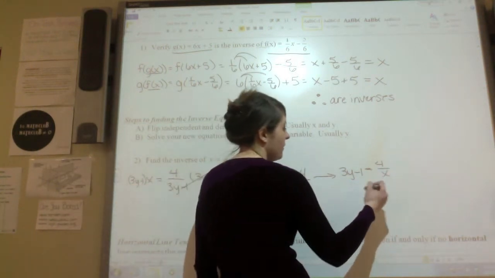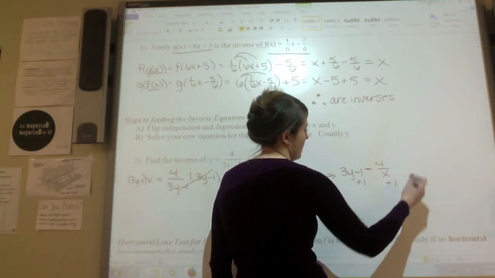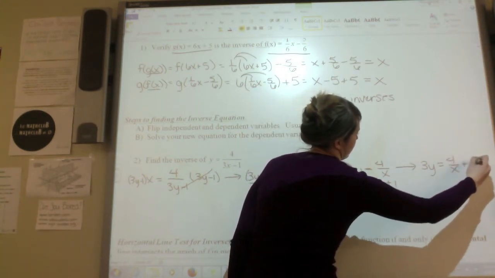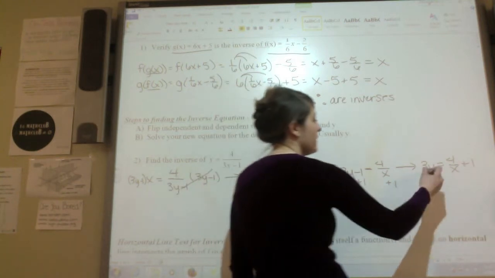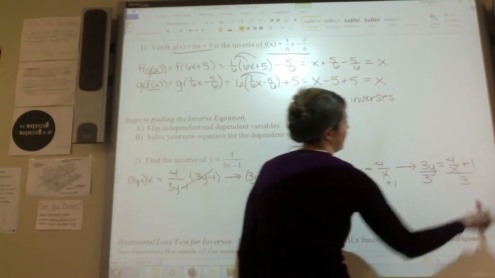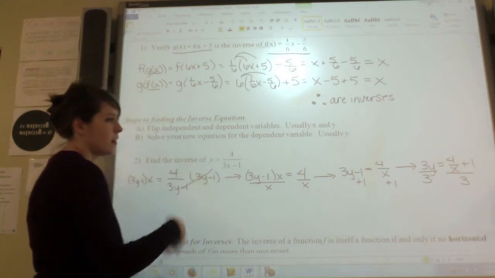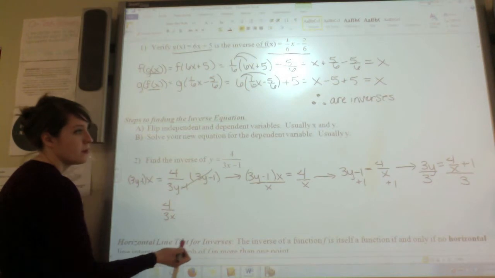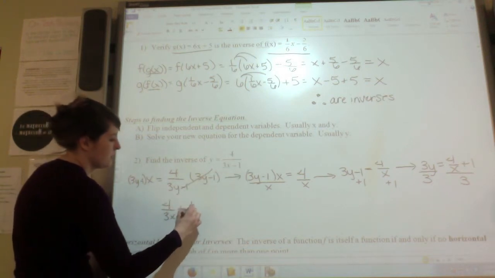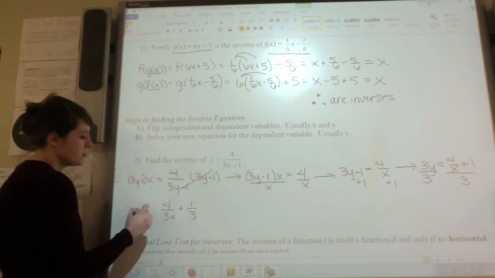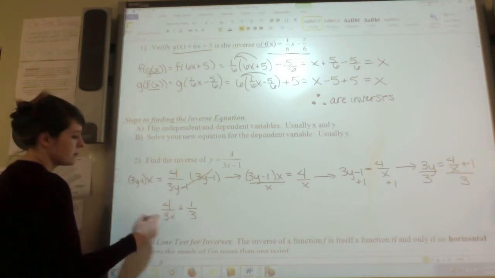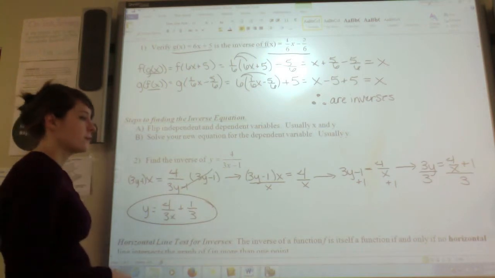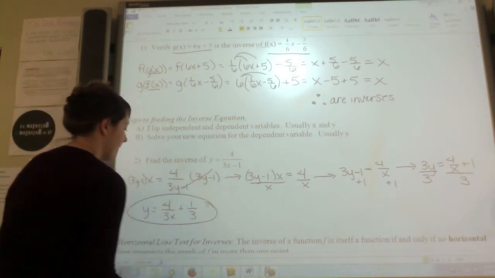Now I can add 1, and that gives me 3y equals 4 over x plus 1. And then I can divide by 3. Okay, if I do 4 over x divided by 3, that's just 4 over 3x. And then if I do 1 divided by 3, that's just 1/3. So this is my inverse of my original function 4 over 3x minus 1.